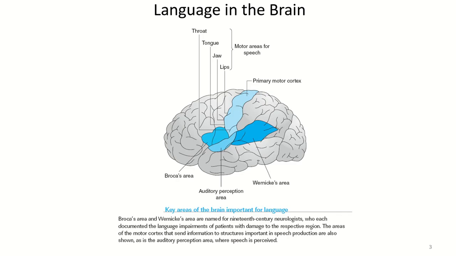Now, if you look in the brain, we're dealing with a double dissociation. Broca's area is more towards the front, located right here, and then Wernicke's area is a little more towards the back. Again, damage here leads to non-fluent speech. Damage here leads to, in some ways, grammatically correct but nonsensical speech.